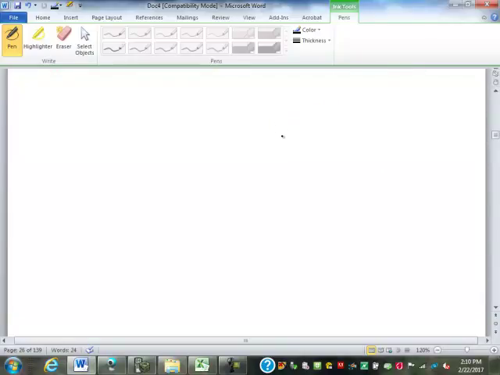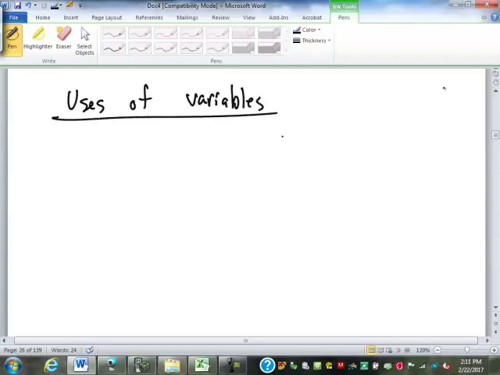Okay, so our new topic that we're going to be moving on to is we're going to be looking at uses of variables. We've talked a little bit about some of the uses of variables. We looked at them as just holding the place of an unknown number, kind of like a general formula.